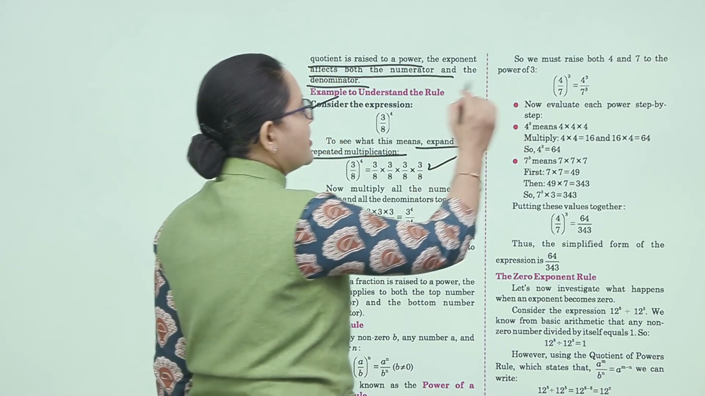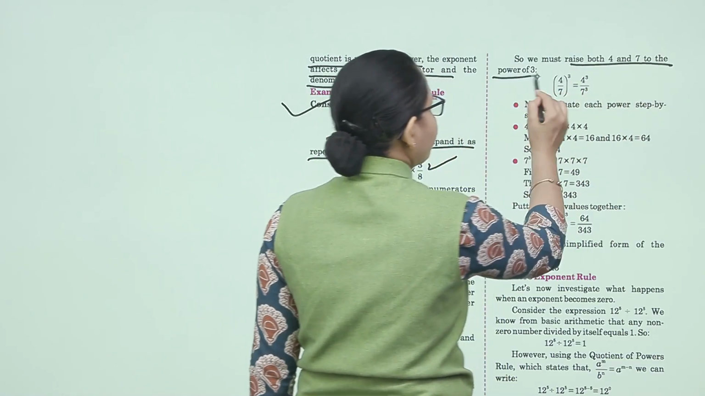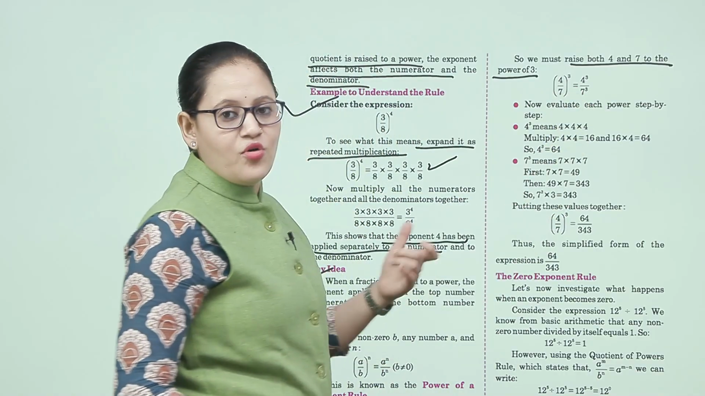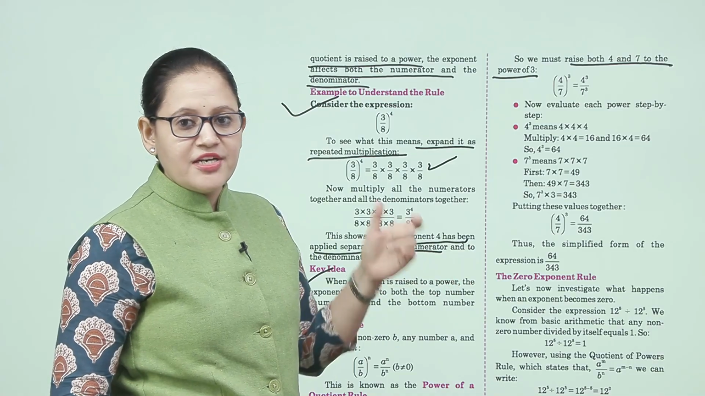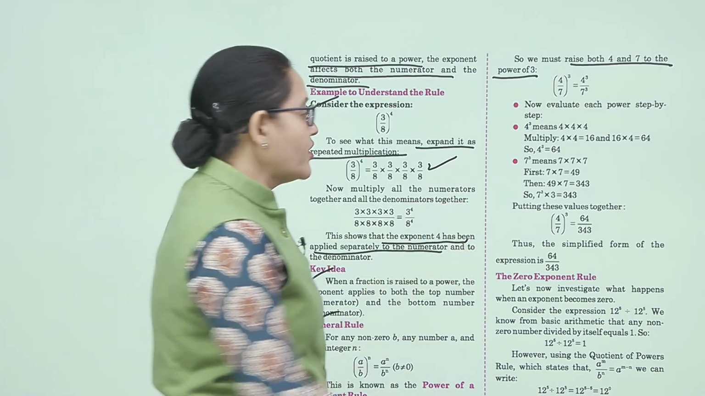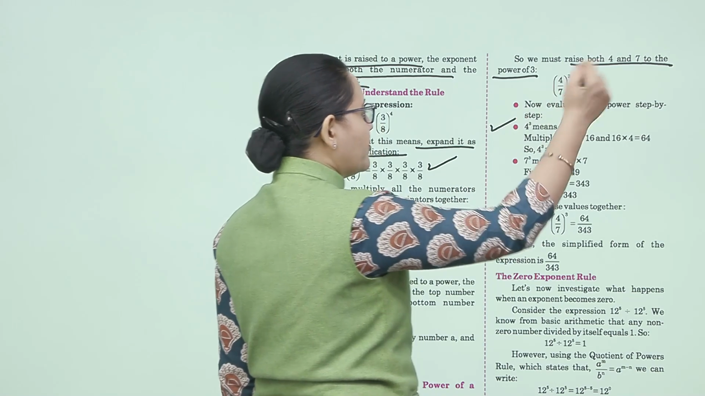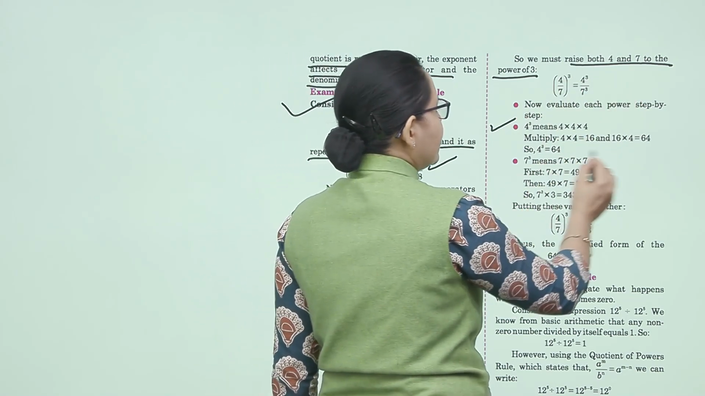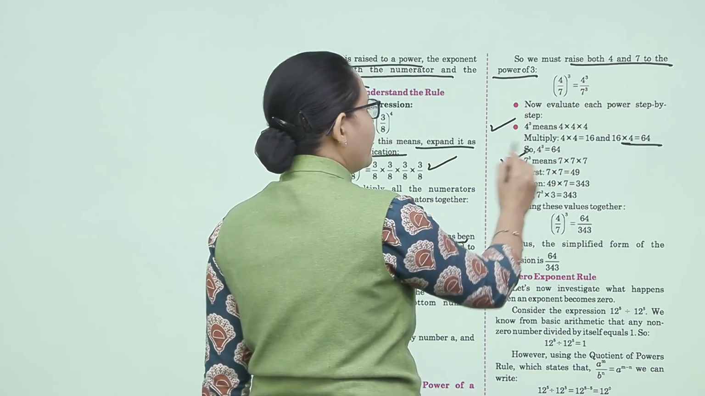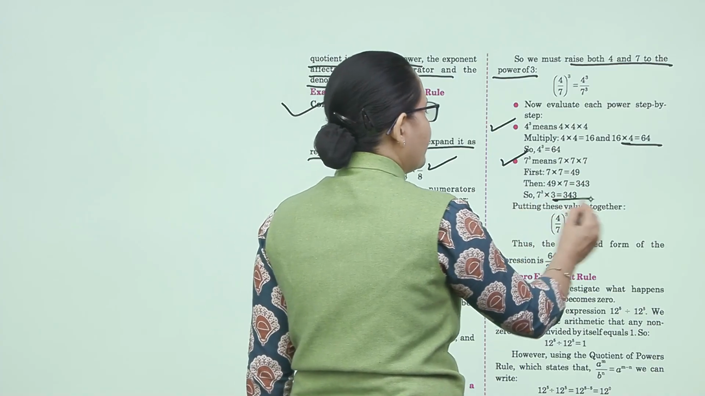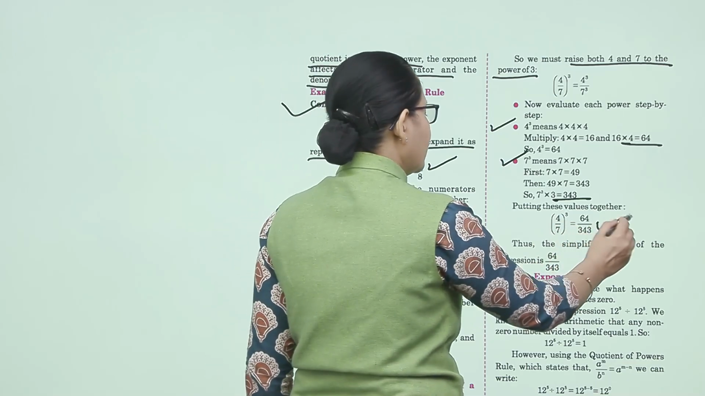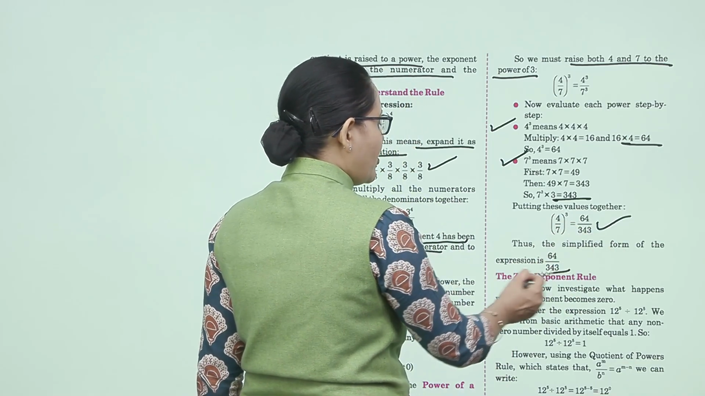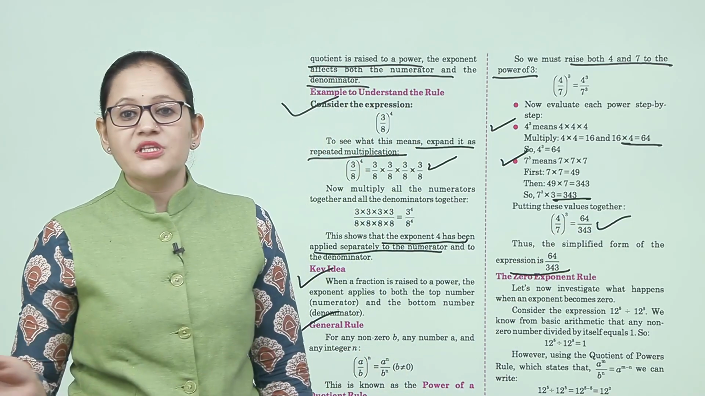So we must raise both 4 and 7 to the power of 3. (4/7)^3 equals 4^3 upon 7^3. Now evaluate each power step by step. 4^3 means 4 multiplied by 4 multiplied by 4, that is equal to 64. 7^3 means 343. Now putting these values together, we get 64 upon 343. Thus the simplest form of the expression is 64 upon 343.